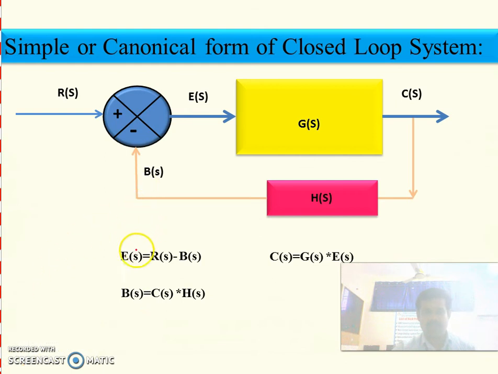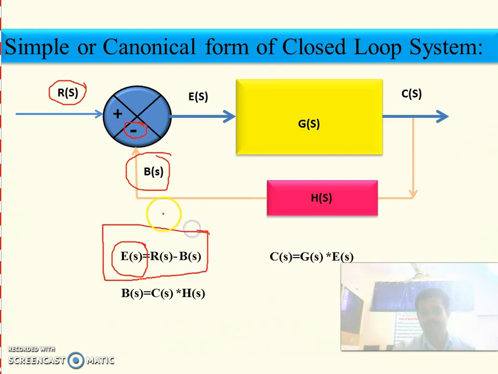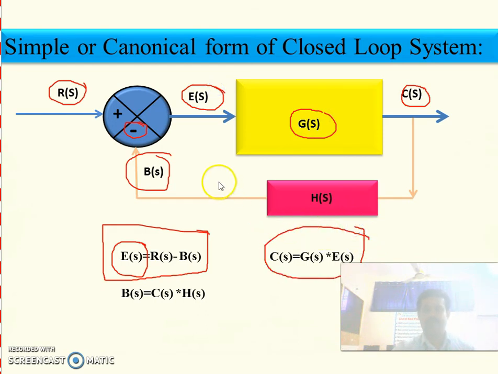Now E(s) is nothing but R(s) minus B(s). So we are getting E(s) is equal to R(s) minus B(s). Similarly, C(s) is nothing but G(s) into E(s). So C(s) is equal to G(s) into E(s). Then what is B(s)? B(s) is equal to, here C(s) is coming, so C(s) into H(s). So B(s) is equal to C(s) into H(s). Okay. So from this, what is E(s)?